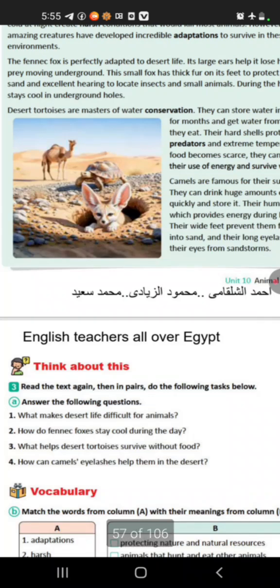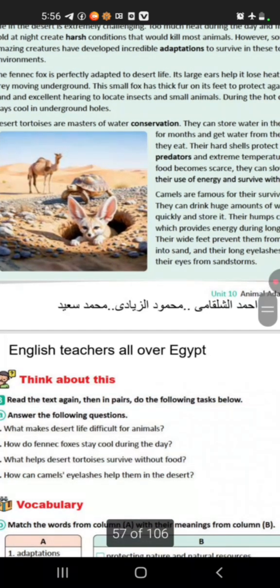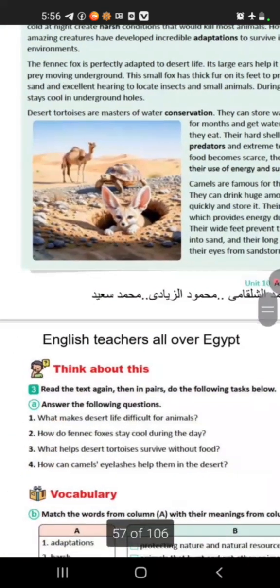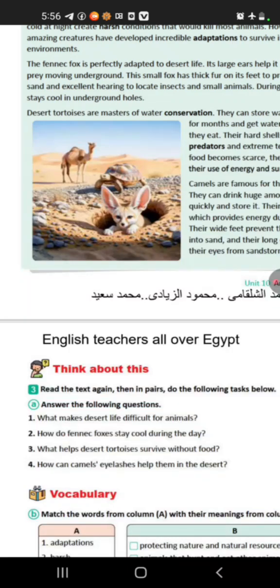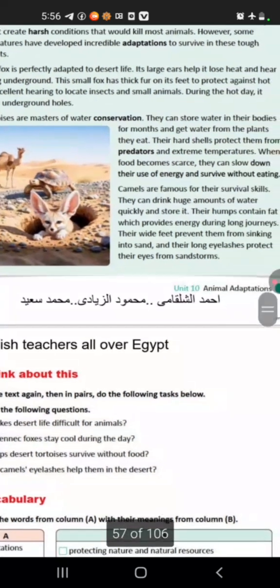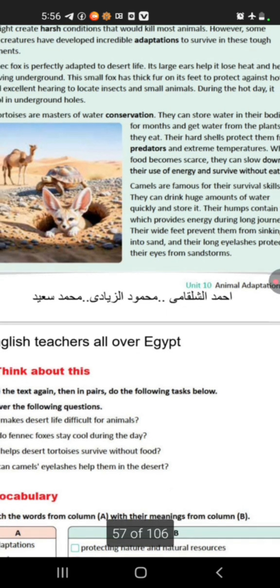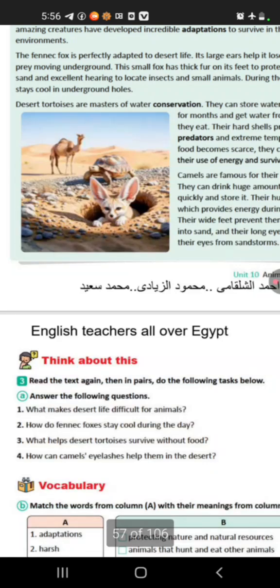The first animal we study from desert animals is the fennec fox. Let's read about the fennec fox and know the food, its characteristics. We will know a lot about it. The fennec fox is perfectly adapted to desert life. Its large ears help it lose heat and hear prey moving underground. So it has big ears, and these big ears help it to do what? To lose what? The heat. We know that the desert is very hot, so it must lose the heat. So its ears help it to lose heat, and also to hear prey moving underground.